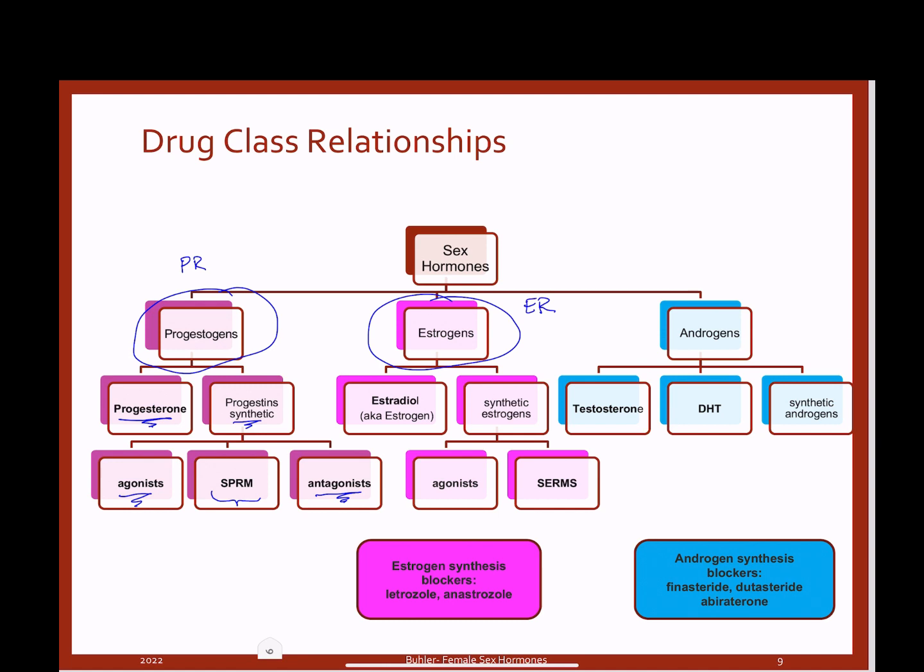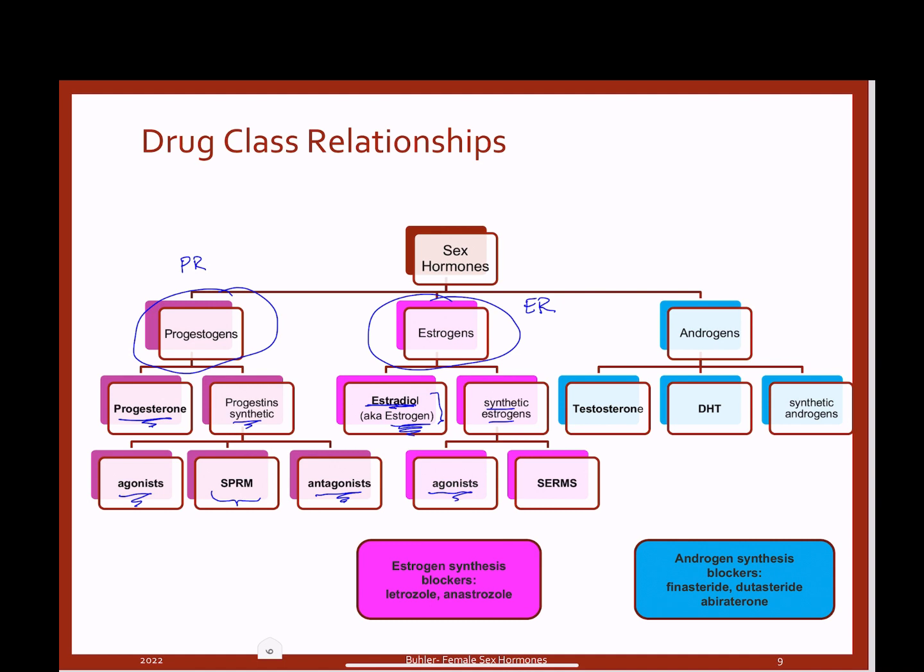Over here with the estrogens, we've got estradiol, which is the specific compound that is the highest concentration of an estrogen in the body. So when we refer to estradiol, really just say estrogen. And when we say estrogen, we mean estradiol. So we've got estrogen itself, and then we've got synthetic forms.